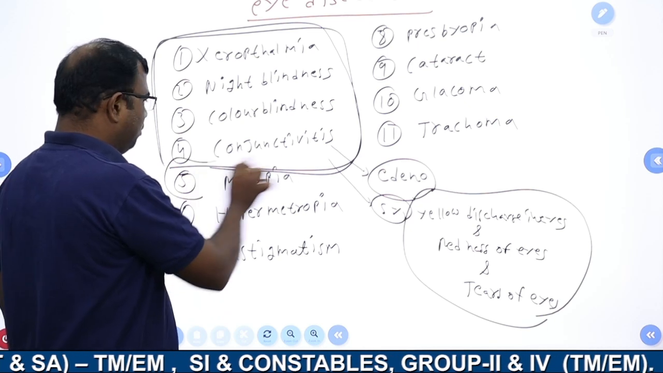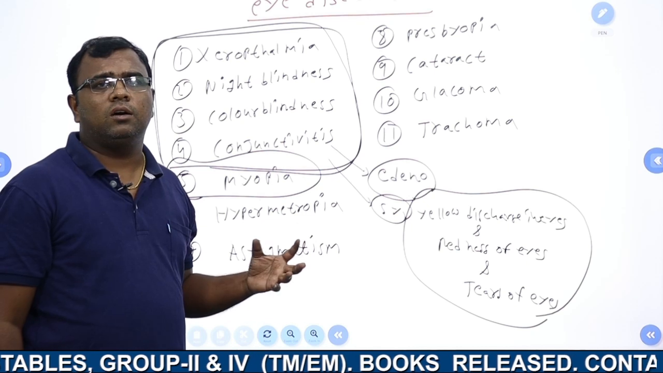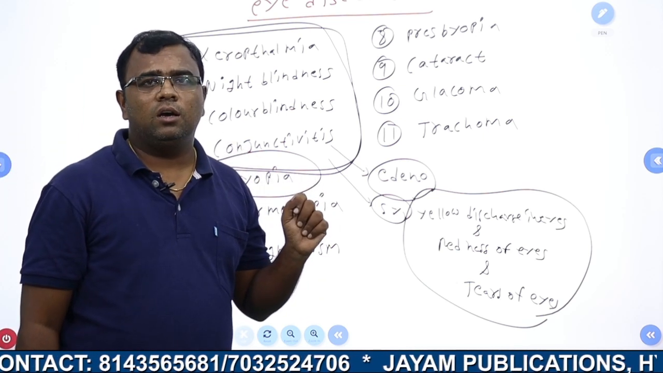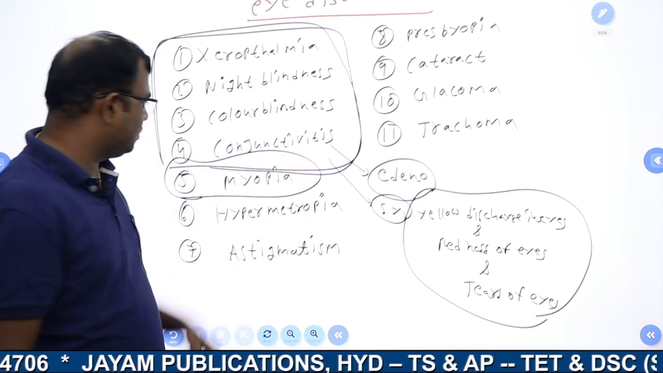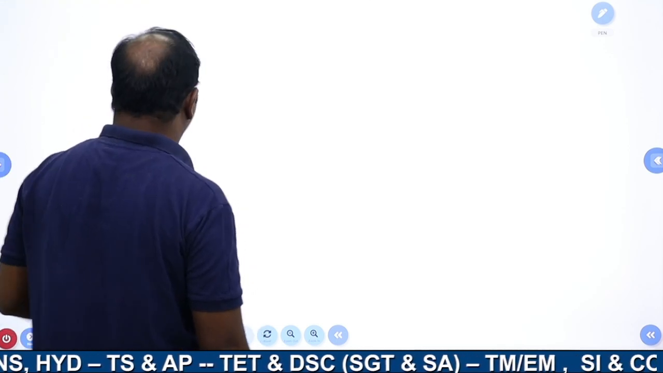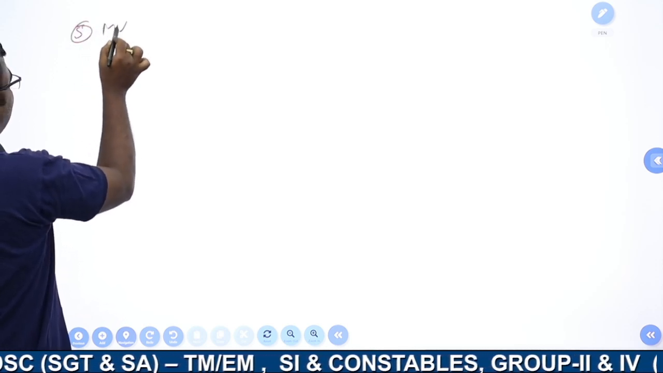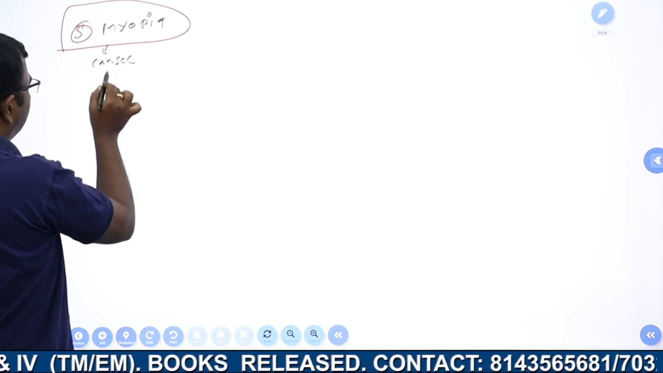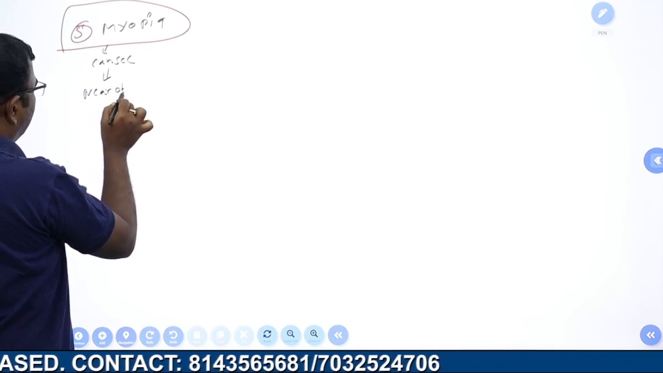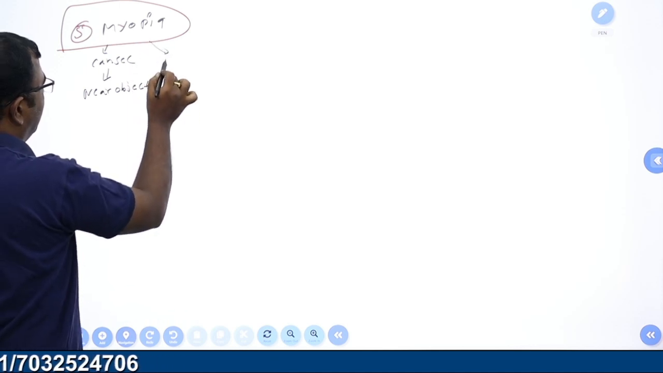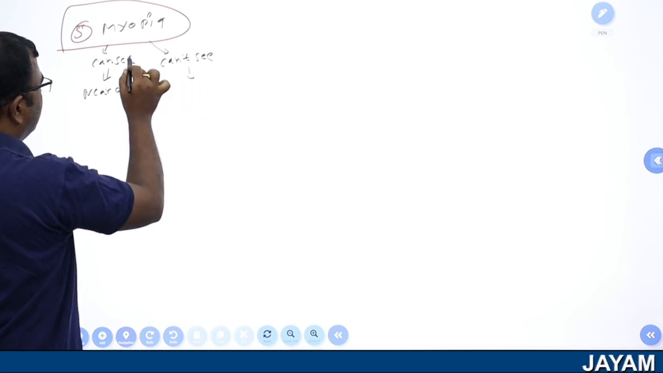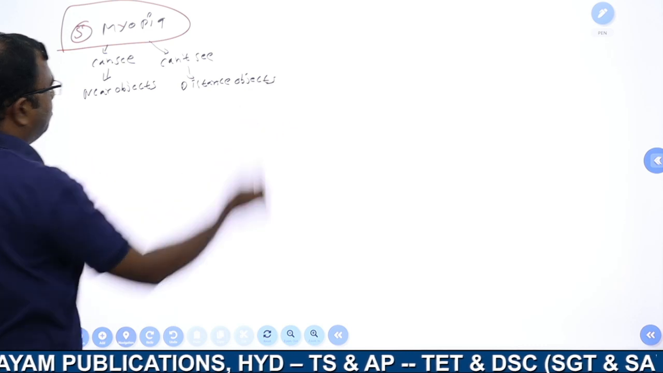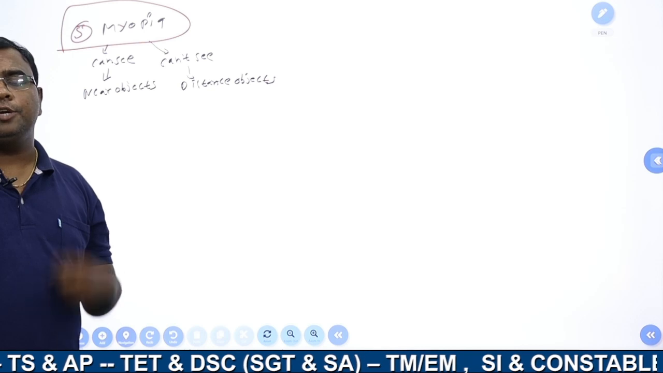The next disease goes to myopia. The myopia people can see near objects, cannot see distant objects. The myopia persons can use which lens?